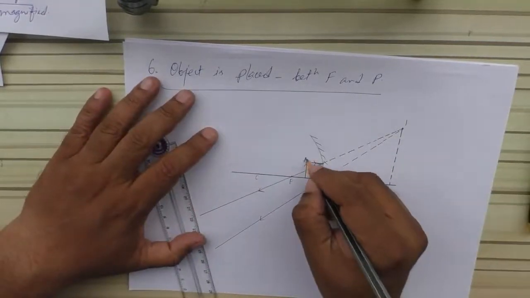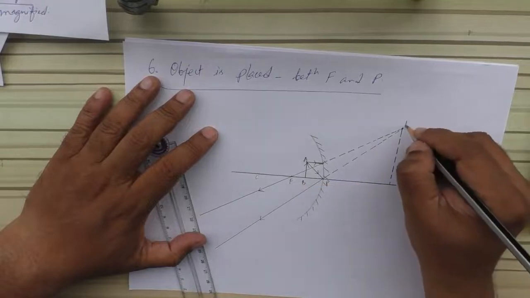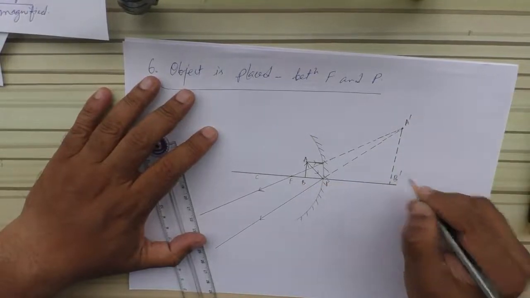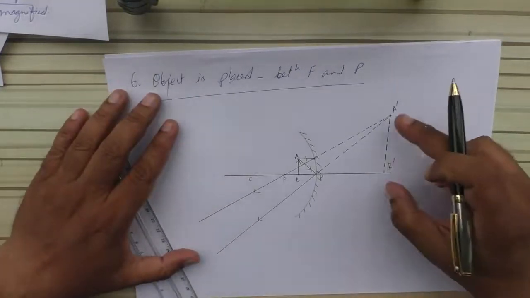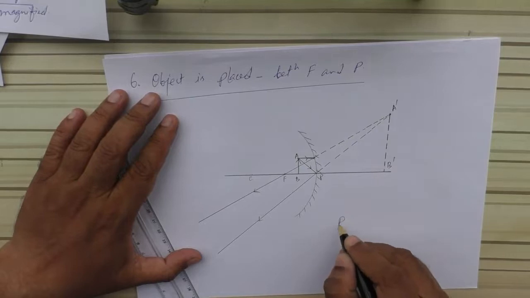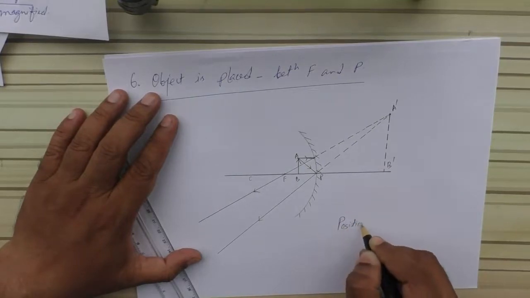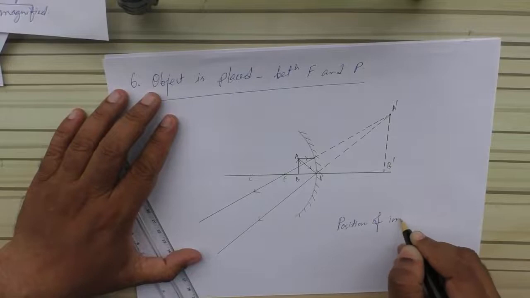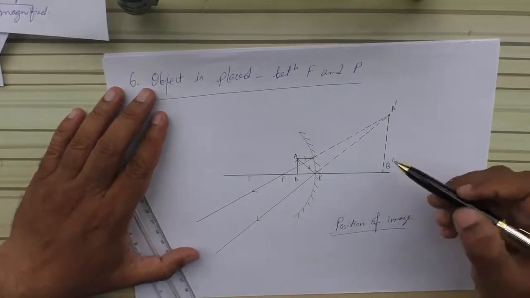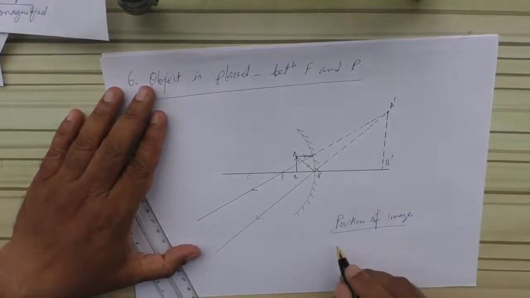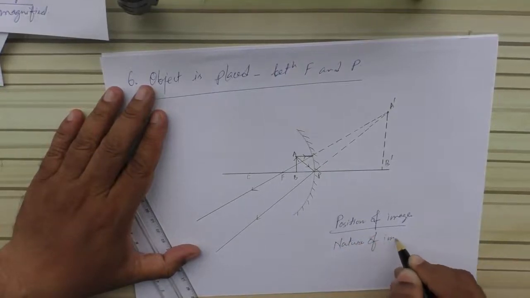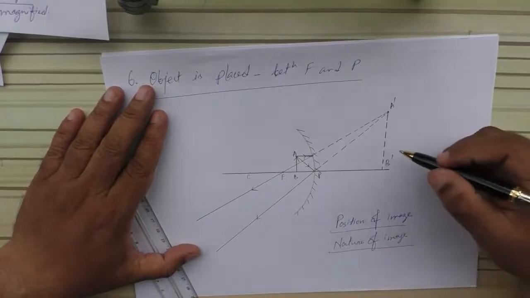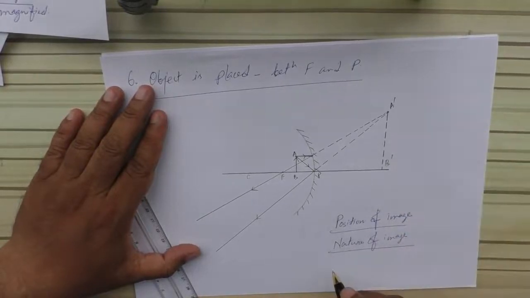So if AB is the object, A dash B dash is the image. With this diagram, you can see clearly that the image is highly magnified. If I ask you what is the position of image, we know the position of image is behind the mirror. If I ask you what is the nature of image, the nature of image is virtual and erect. Then what about the size of image?